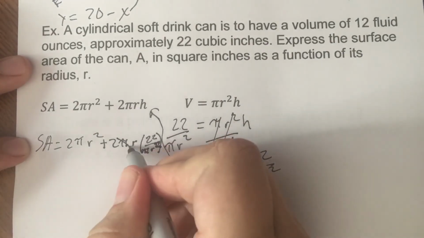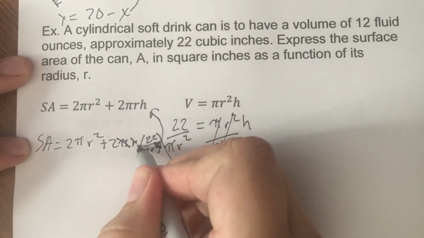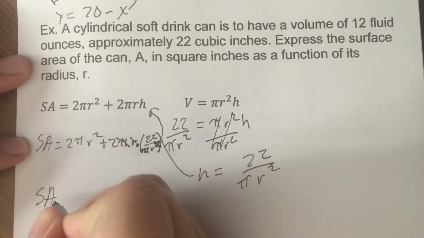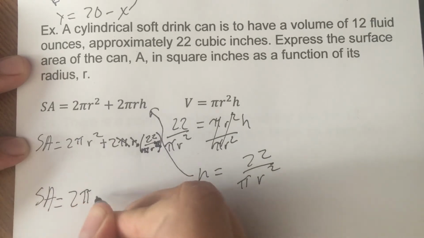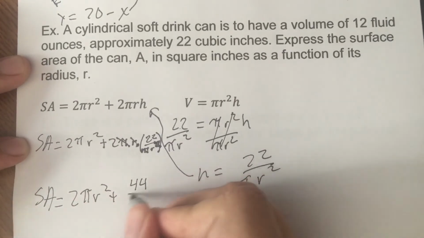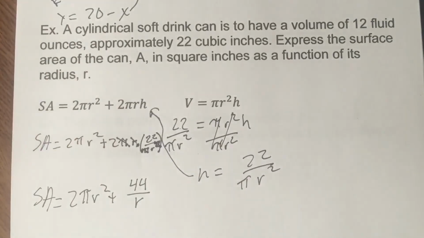So pi and pi cancels, one of the r's cancel, and 2 and 22 make 44, so surface area ends up being 2 pi r squared plus 2 and 22 would be 44 over r. And there we go.